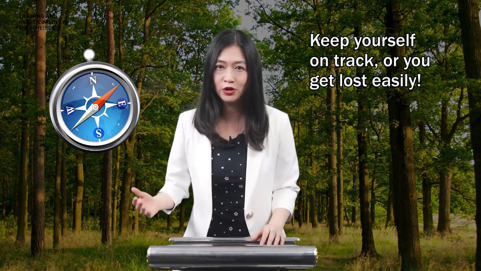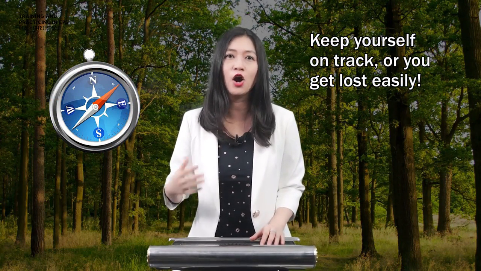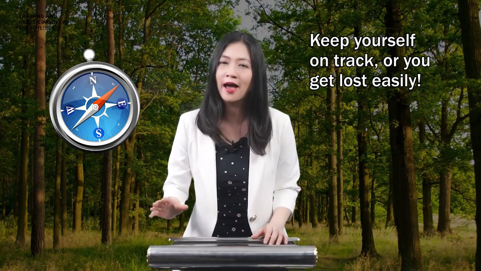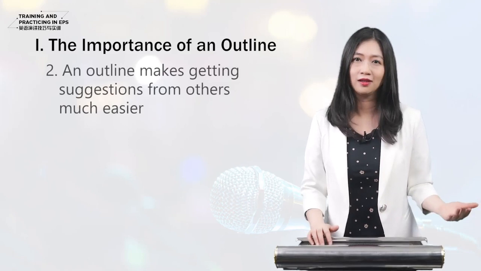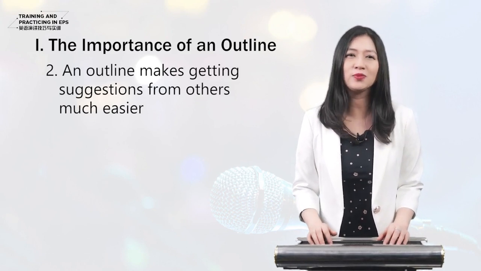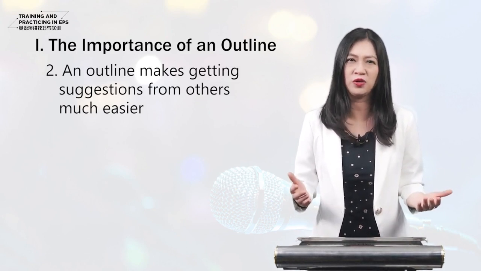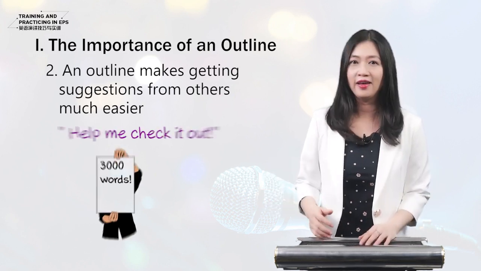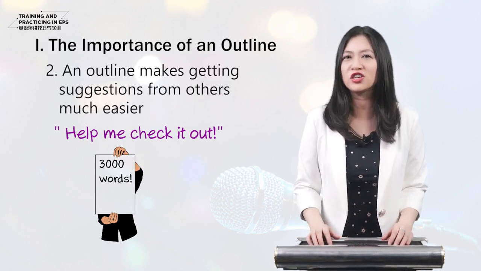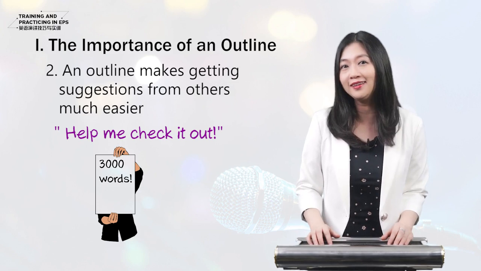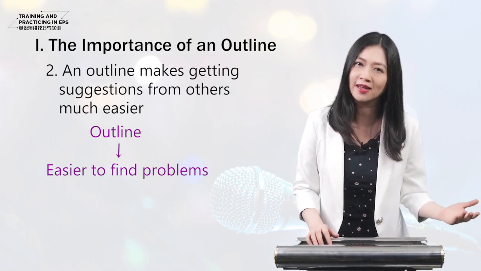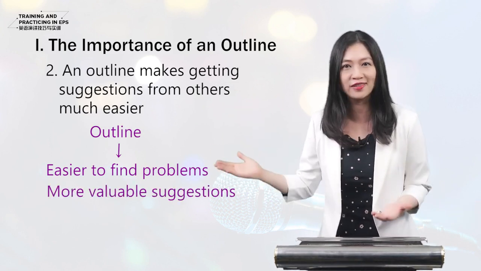For speech making, you need to find out your own problems and stick to your theme, or else you may end up not knowing what you are talking about and beat around the bush. Second, an outline makes getting suggestions from others much easier. You cannot just hand in your 3,000-word speech to someone around you and say, "Hey, help me check it out." In this way, you may only get very general or vague suggestions like, "Looks good to me." Outlining your speech makes it easier for others to find out your problems and give you more valuable suggestions.